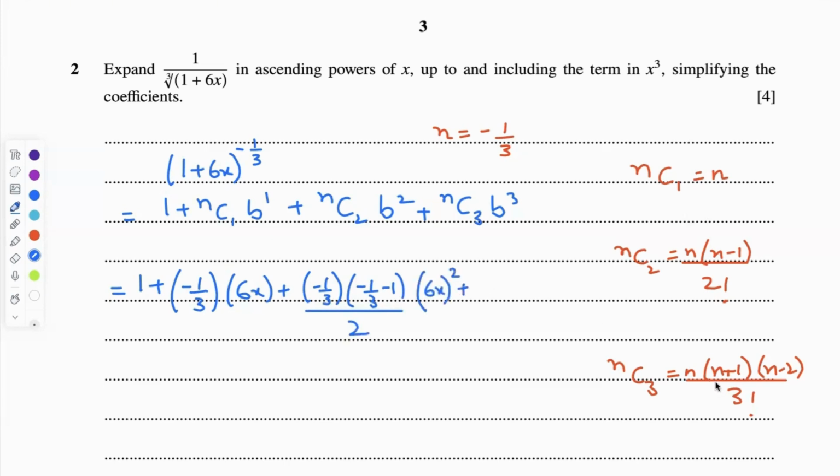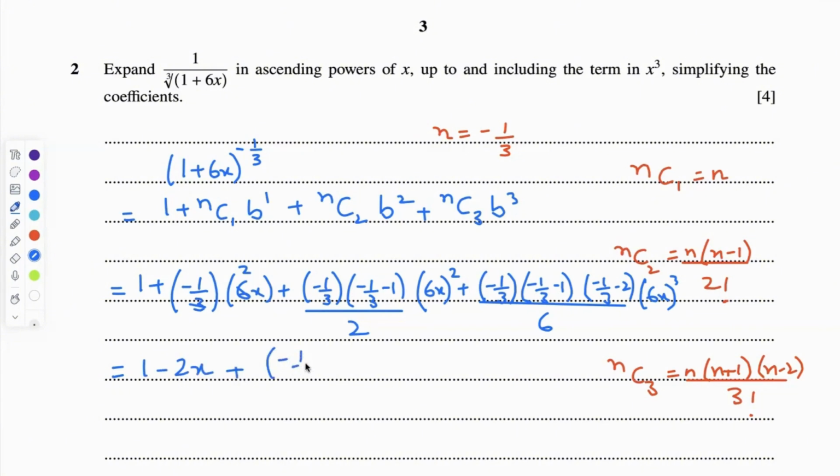And finally, nC3, which is n into n minus 1. So we'll write it as minus 1 upon 3 into minus 1 upon 3 minus 1 into minus 1 upon 3 minus 2 divided by 3 factorial, which is equal to 6. So this will become 6. And we'll multiply it by b cube, which is 6x whole cube. Now simplifying the expressions, this 3 and 6 will cancel out. So we'll get 1 minus 2x.